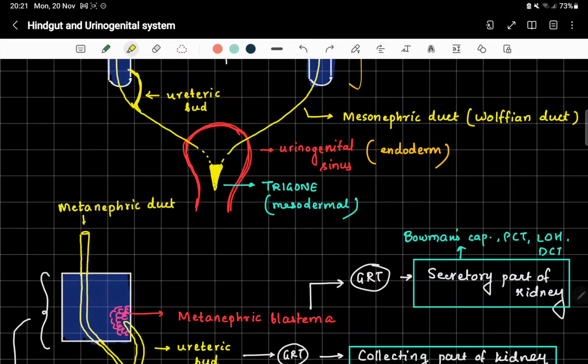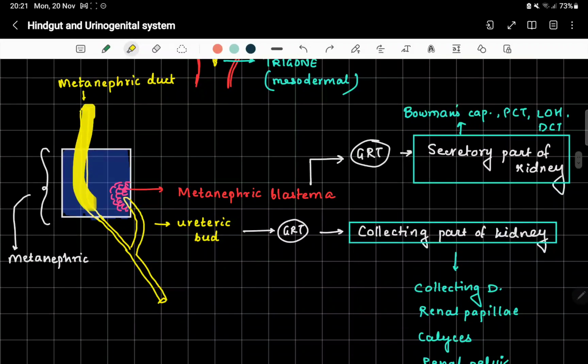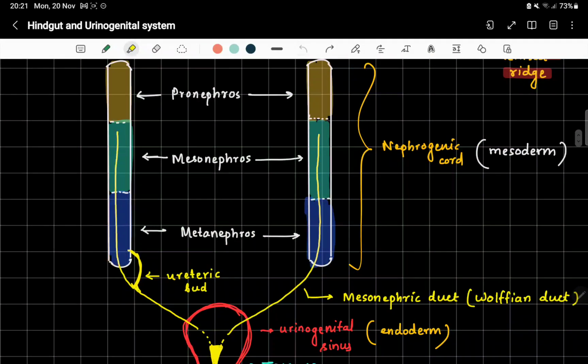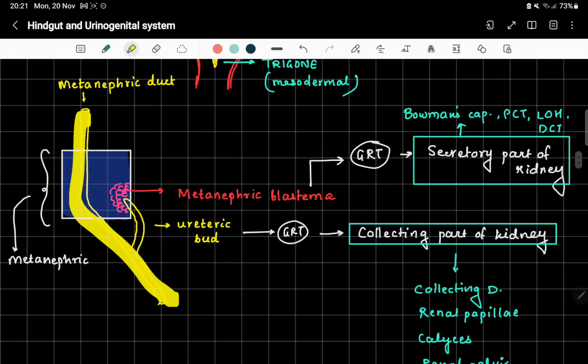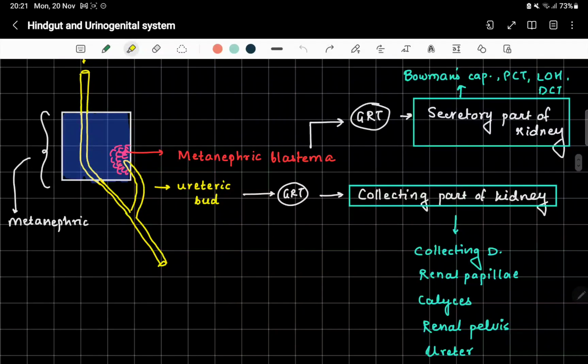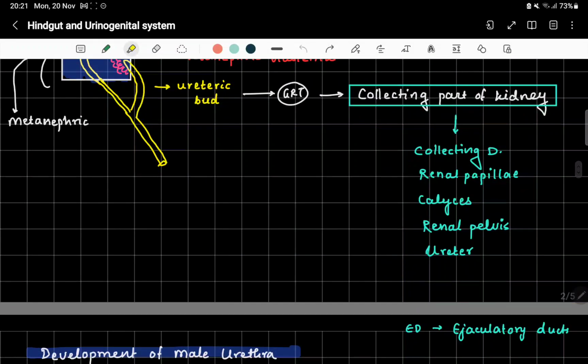The trigone is also mesodermal. Talking about this, we have the metanephric duct coming down, and this is the metanephros. This metanephric duct comes down and forms the metanephric blastema. In future, the metanephric blastema will give rise to the secretory part of the kidney, that is Bowman's capsule, PCT, loop of Henle, and the DCT. And the ureteric bud will give rise to the collecting part of the kidney, that is the collecting duct, renal papilla, calyces, renal pelvis, and the ureter.